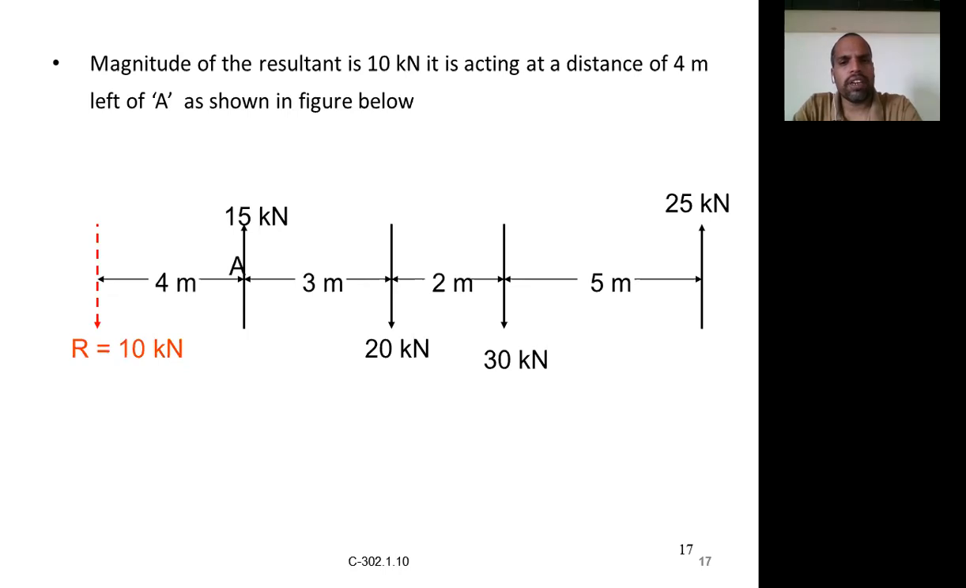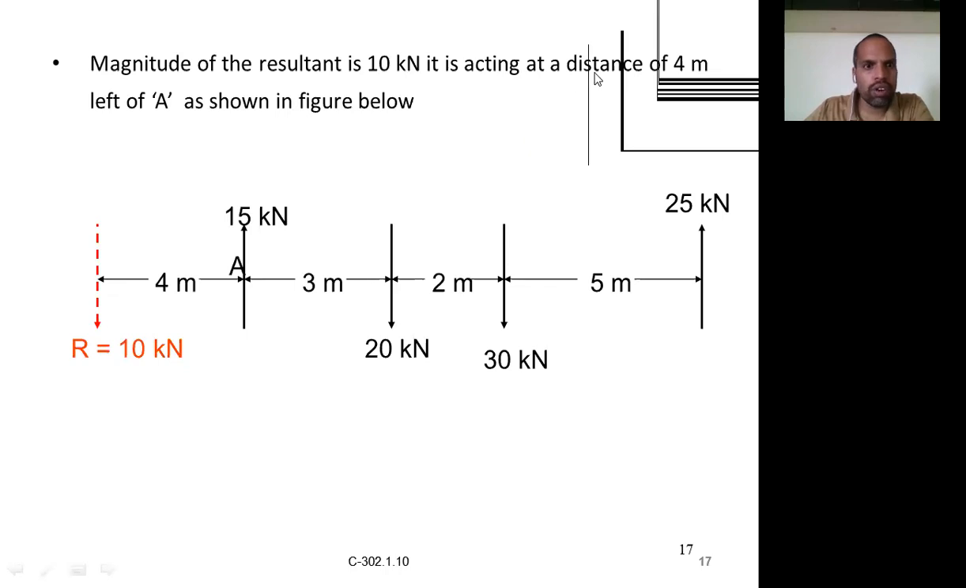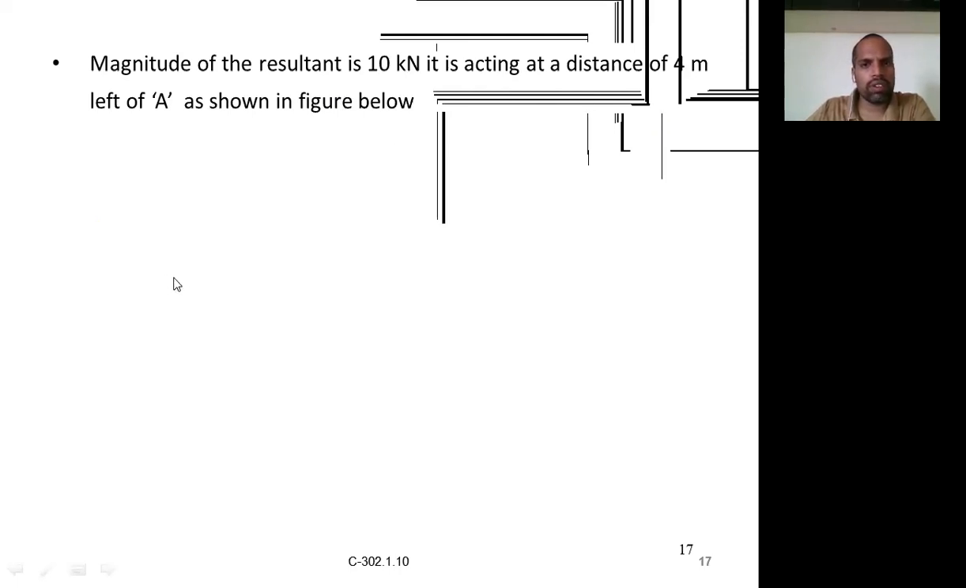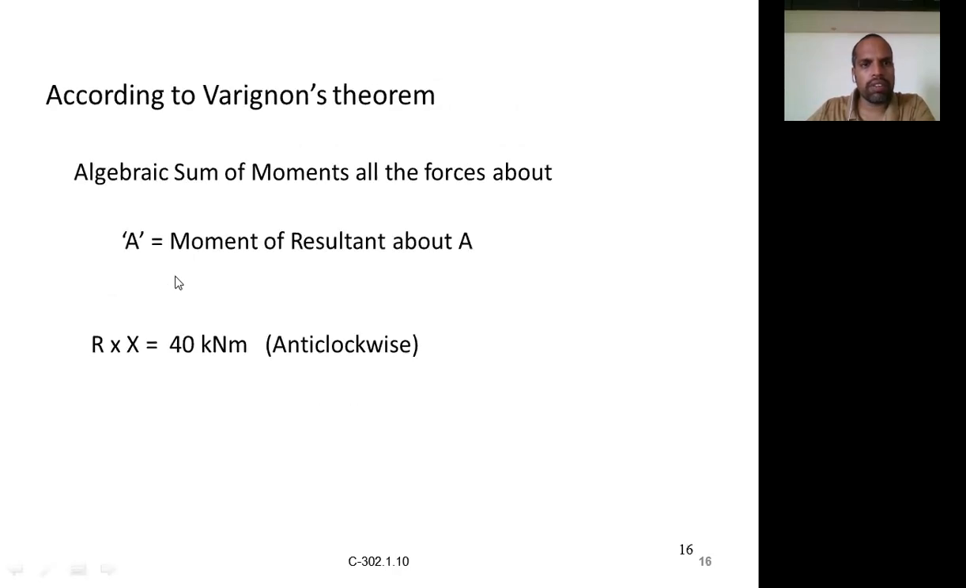Now let us apply Varignon's theorem here. Let us take the moments about the point A. The magnitude of the resultant, 10 kilonewtons, is acting at a distance of 4 meters from the left. Of course, that is after resolution, but I want to say what the distance is. For that I need to go back to the previous slides.